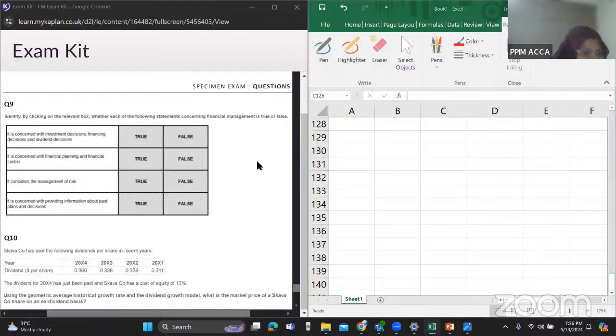True, true, true, false. Okay, good. So the first one is saying it is concerned with investment decisions, financing decisions, dividend decisions. Those are the three decisions of a financial manager. That's true. It's concerned with financial planning and financial control. That's also true. It considers the management of risk. Yes, we have different chapters itself for risk management.